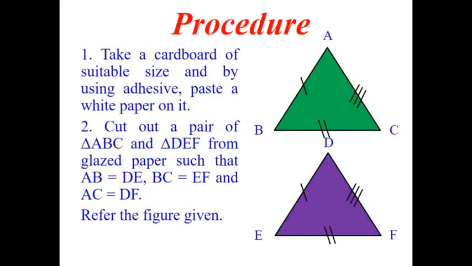Procedure. First, take a cardboard of suitable size and by using adhesive, paste a white paper on it. Then cut out a pair of triangle ABC and triangle DEF from glazed paper such that AB is equal to DE, BC is equal to EF and AC is equal to DF. So refer the figure given here.